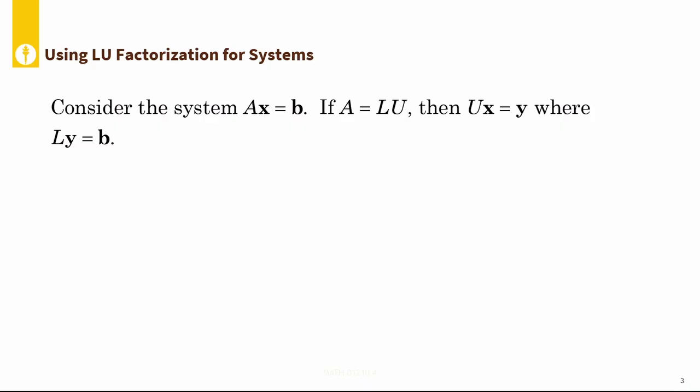All right. So the method of solving a system using LU: first you want to get it into LU form. You write your coefficient matrix in LU form. Solve LY equals B for Y. Then substitute that Y in and solve UX equals Y for X.